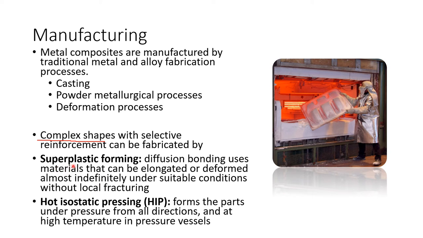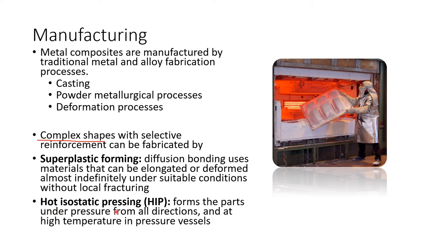So for complex shapes, we'll use superplastic forming and hot isostatic pressing, HIP. This one is superplastic forming, okay? Diffusion bonding uses material that can be elongated or deformed almost indefinitely under suitable conditions without local fracturing. So that's why we want to use this process. We don't want to get local fracturing, and we want to stretch the material. Being elongated means you can do the diffusion bonding better with those kinds of materials. Outside, we commonly just say it's stretchable, so therefore diffusion bonding is good, yeah?